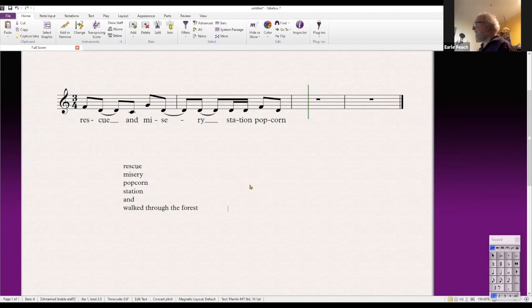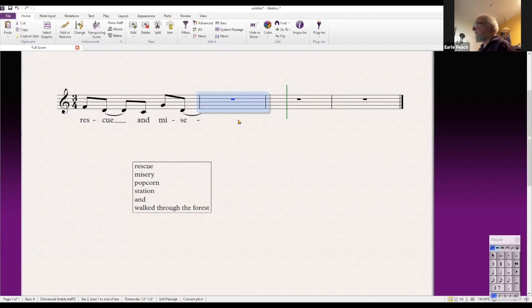So I want everyone to take a crack at just saying that. Keiko, you first. Just say that line for me. Walk through the forest. Right. So what would you say about that? What was the first strong word? Walk. Yeah. And then through was longer, right?